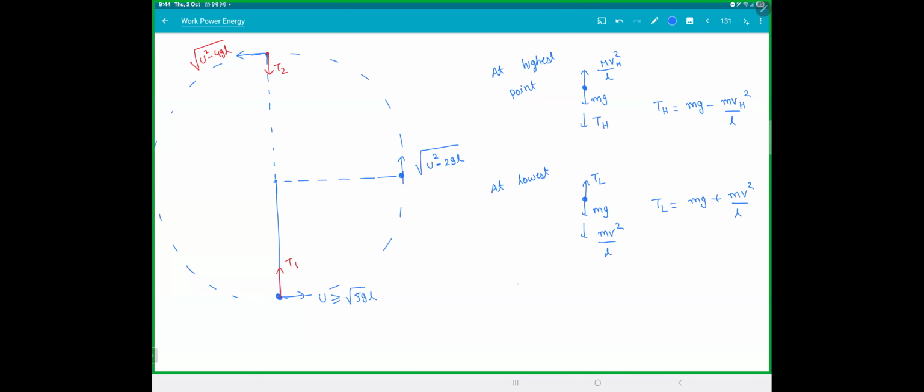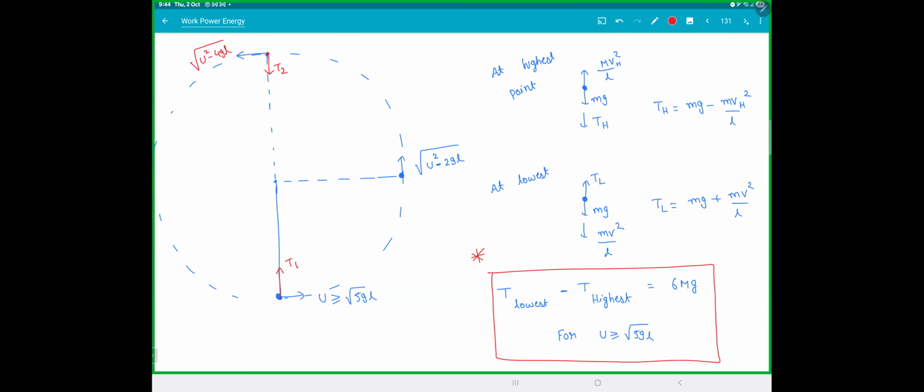If you actually subtract, the tension at the lowest point minus tension at the highest point, interesting, the answer will be always constant. This will be always 6 mg. Remember the result. This is for u greater than root 5 gl. It doesn't matter with what speed you throw, as long as it is greater than root 5 gl, the difference in tension will be always 6 mg. And this was a straightforward question in the exam: what is the difference in tension in a vertical circular motion? Check this out.